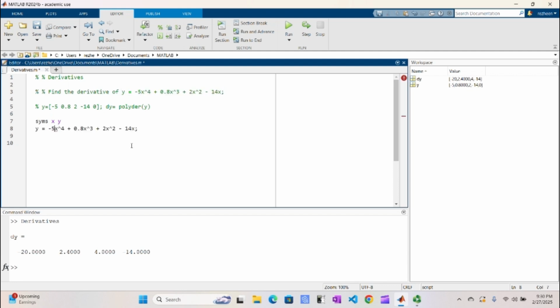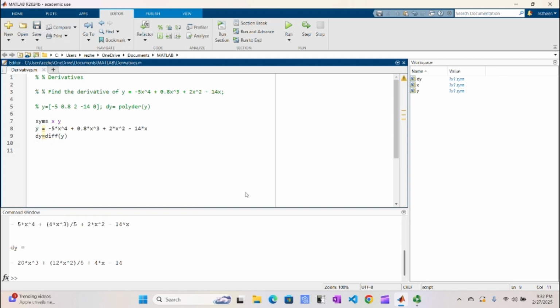So in MATLAB, we have to enter multiplication symbols. We can't just say 0.8x cubed. It needs to be 0.8 times something. But notice that we don't need to do it element by element because I'm in symbolic mode. So what we do is we say dy equals diff(y). And when we run this, it's the same as what we had before with vectors and the polyder function. But with this one, we don't have to always have polynomials.